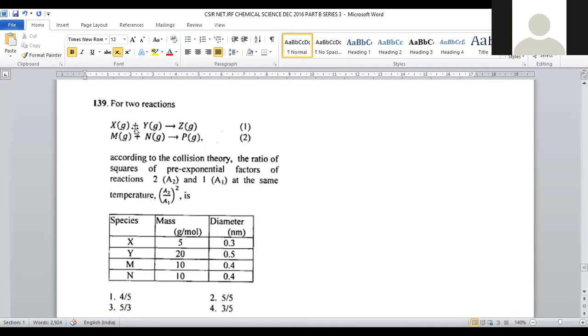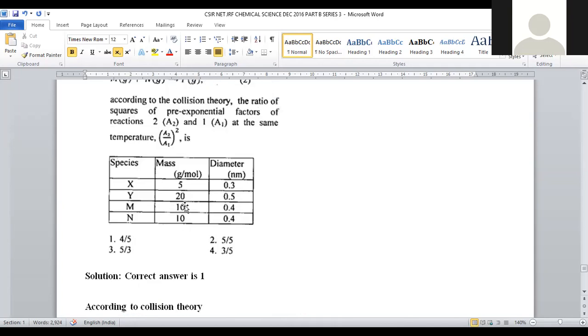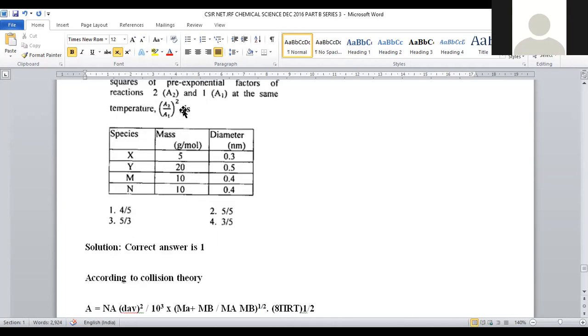Let us move on to question number 139. For two reactions, X gaseous plus Y gaseous gives Z gaseous, and M gaseous plus N gaseous gives P gaseous. Both reactions are provided. According to collision theory, the ratio of squares of the pre-exponential factors of reaction 2 (A2) and reaction 1 (A1) at the same temperature, A2 by A1 whole squared, is to be predicted. Here data is provided: species, mass and their diameter, for species X, Y, M, N.